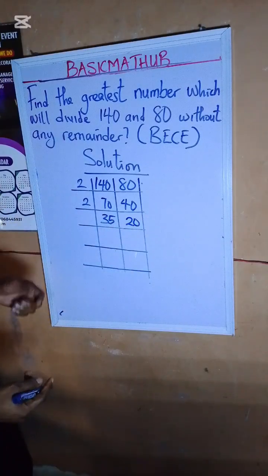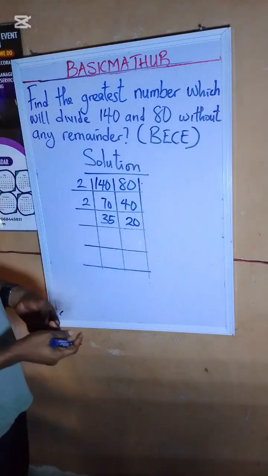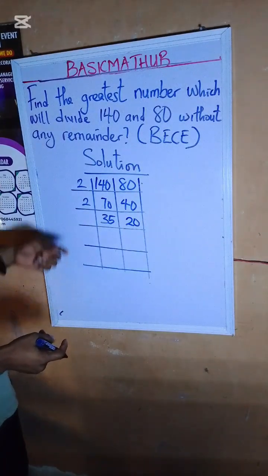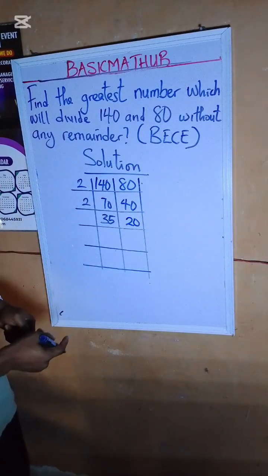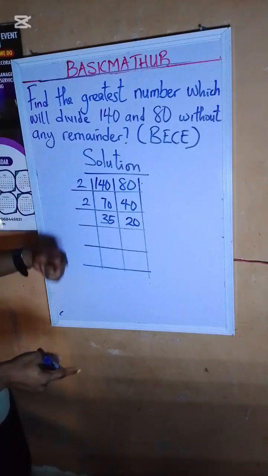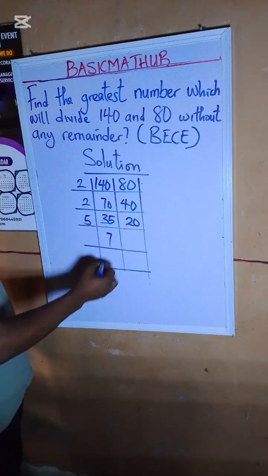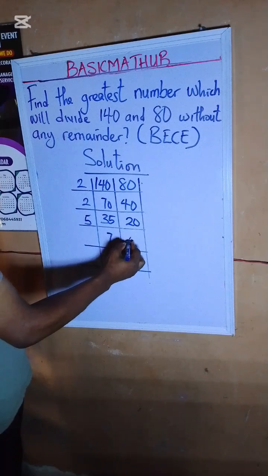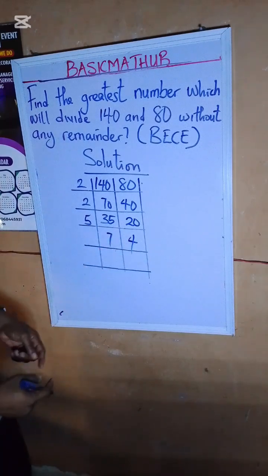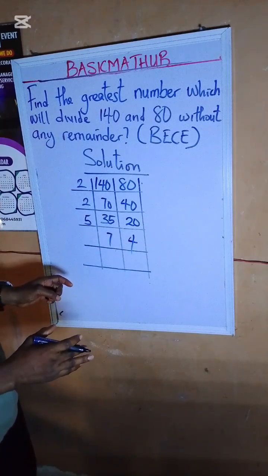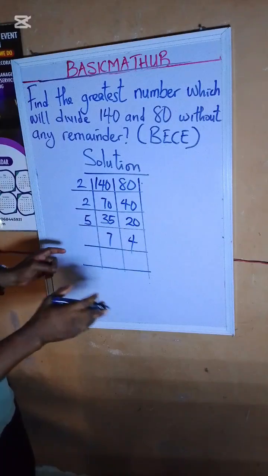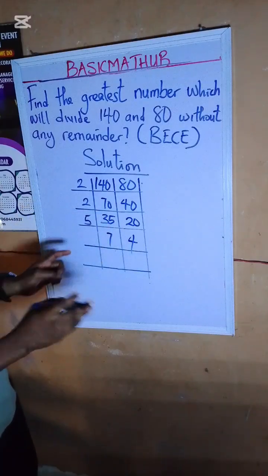So what can go now? 2 cannot go again. If you observe, 3 will not go as well. 3 cannot go in 35 and can also not go in 20. So 5 will go. This one will give us 7, and this one will give us 4. So if you look at it now, there is no other prime, no other common factor that could divide both 7 and 4 without any remainder.